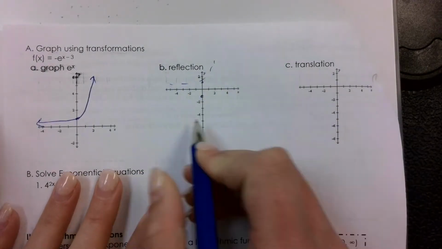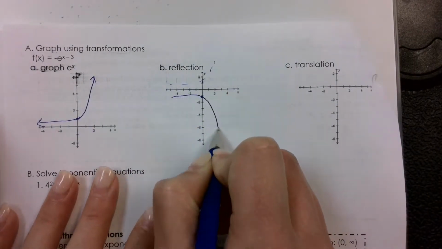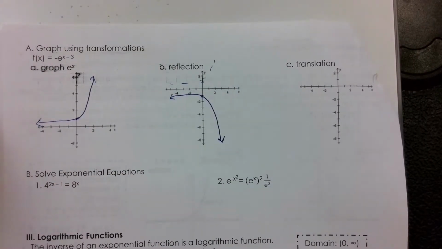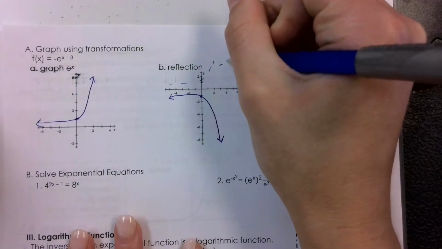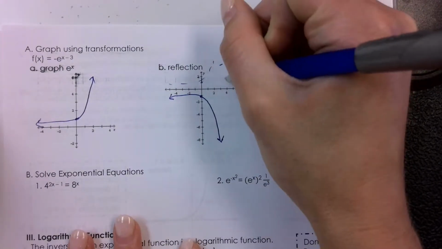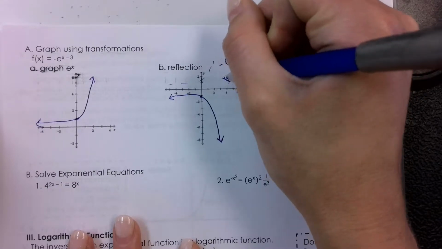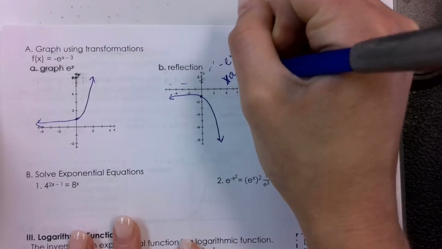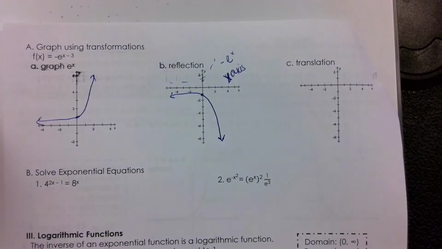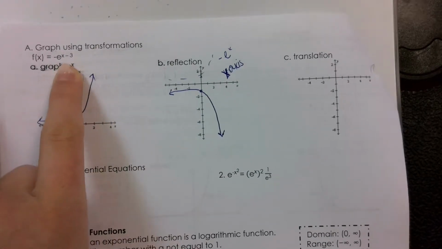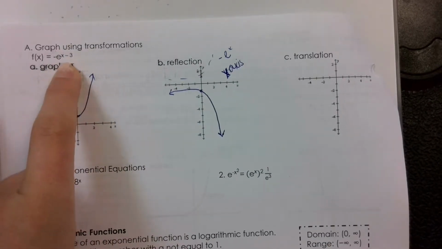Then we've got a negative outside, so is that going to reflect over the x or the y? The x, right? If your negative is on the x, it goes over the y. This one is on the outside, so we have to reflect over the x-axis this time. So we were up here, and we're going to flip it down here instead. So our graph is going to now look something like this. Is that okay?